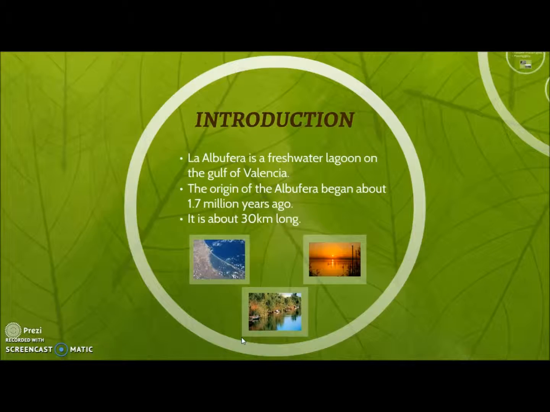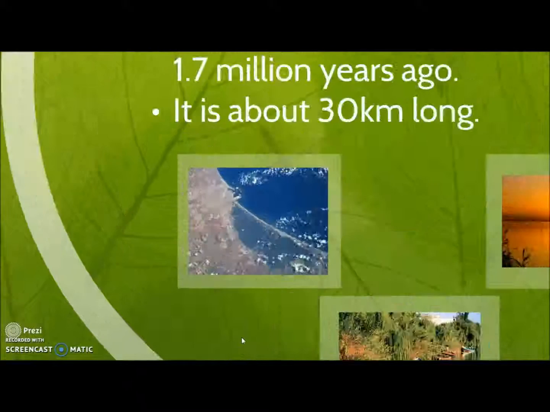The origin of the Albufera began about 1.7 million years ago. The formation of the coastal strip is due to a sea current caused by the wind blowing. Its many minerals have caused this formation. It begins in Valencia and ends in Cullera, so it is about 30 kilometers long.